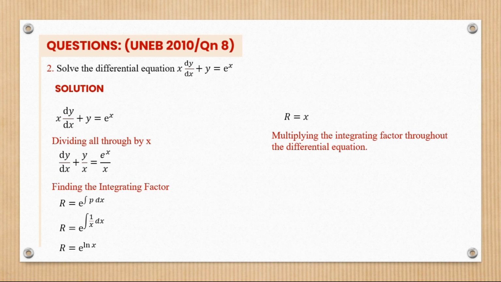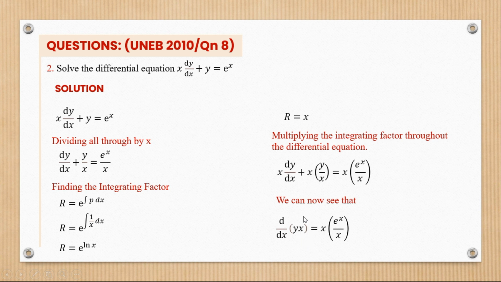Alright, so next, multiplying the integrating factor throughout the differential equation, we'll have it as x dy dx plus x times y over x is equal to x into bracket e^x over x. Now in this case, as we've already said, this left hand side is the derivative of y times x. And why is that? It's like we said in all the steps at the very beginning. It's going to be y times the derivative that you have here. So this entire side is the derivative of y times r, of which in our case r is x. That's why we have it as yx, being equal to this value on the right hand side. So now you can already say this x and this x will cancel and be left with e^x.